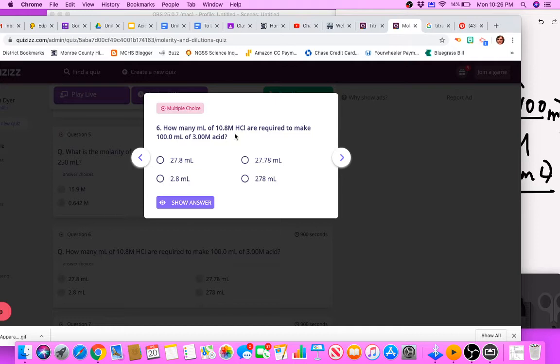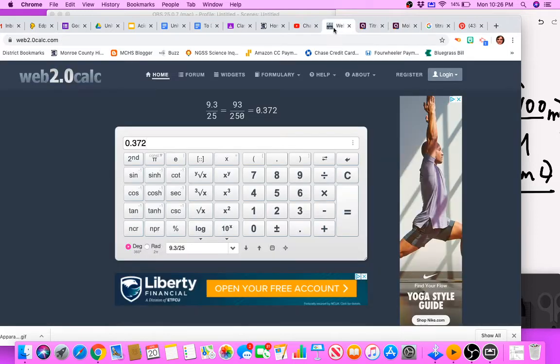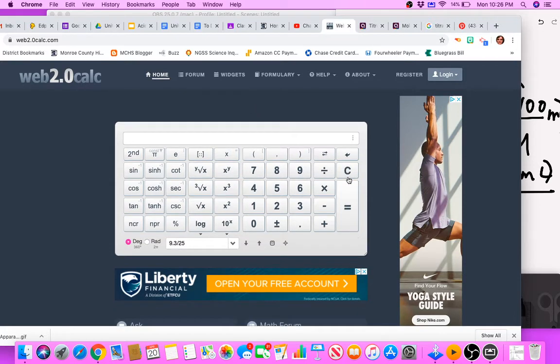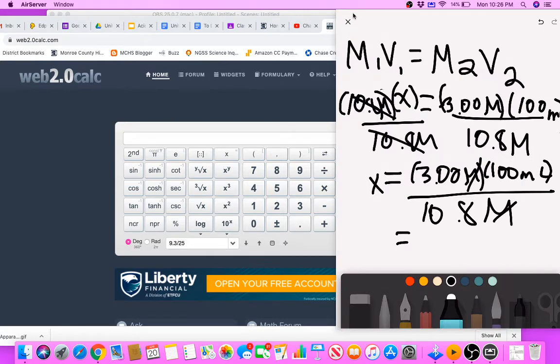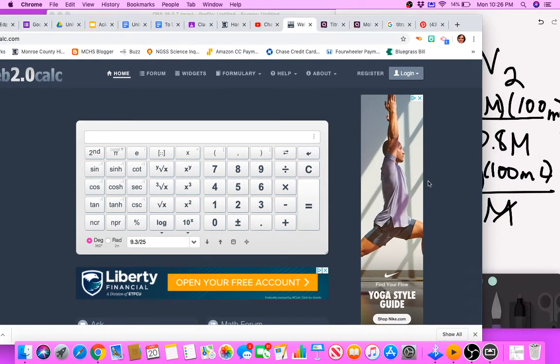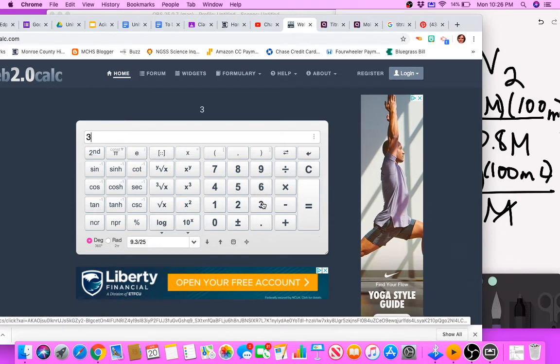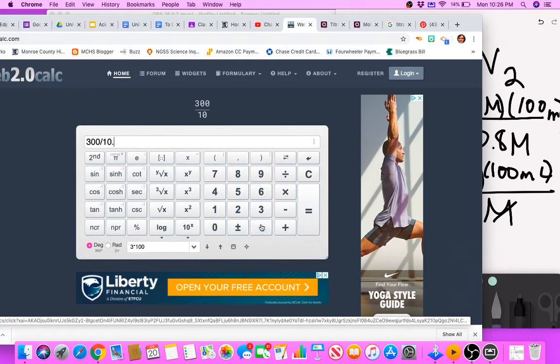So then I'm going to use my Scientific Web Calculator 2.0 to do this calculation. The main thing you have to remember about this calculator is to make sure that you push clear before you start. Our calculation is going to be 3.00, which I'm just going to type in 3, times 100. I push equals, and that gives me 300. Then I'm going to divide that by 10.8. As you're punching that in, look at the screen and make sure that it's typing in what you expect it to, because if it doesn't, then you're not going to get a correct answer.